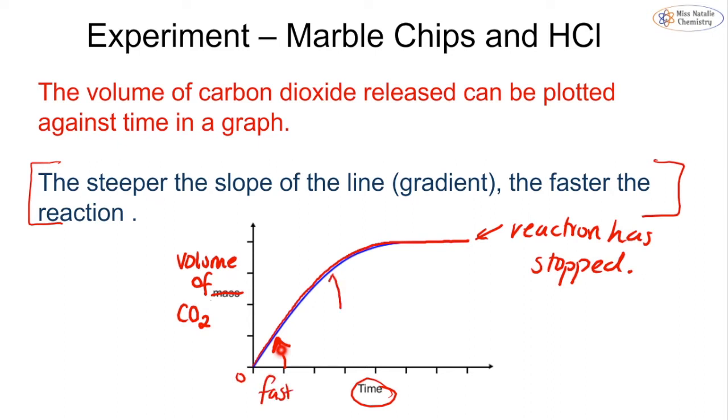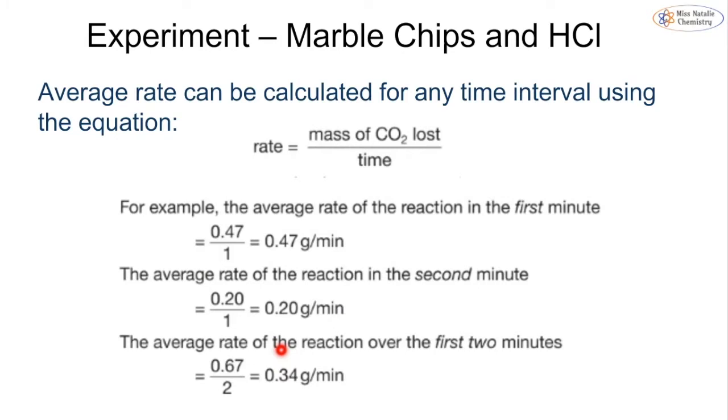As we get further up the time and we get further up the curve, you can see that the curve starts to level off. So it becomes a slower reaction until eventually the reaction stops. And when it stops, we start to see this completely horizontal line. So we can actually interpret the rate of a reaction just by looking at the shape of the graph. Now we can also calculate the average rate, and we can look to see for any time interval.